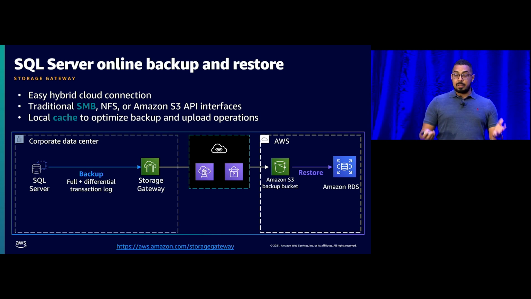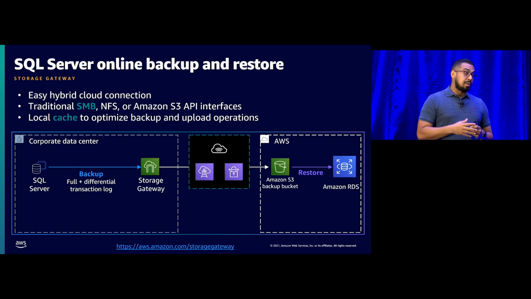Looks completely like every other file share, but behind the scenes, the appliance is actually going to upload that data up to AWS to the S3 bucket that you specified. The nice thing about Storage Gateway is that it has encryption in transit as well.